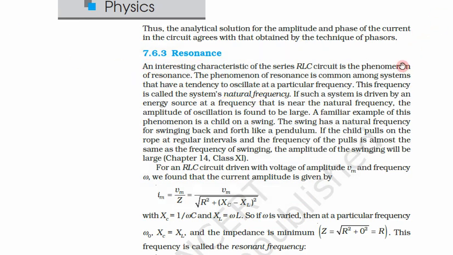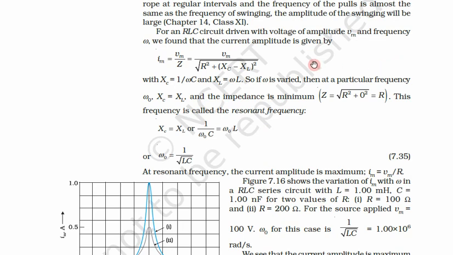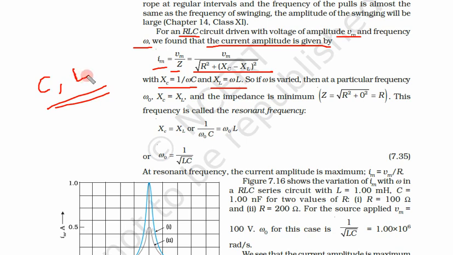Now similarly we can see resonance in this LCR circuit. For an RLC or LCR circuit driven with voltage amplitude Vm and frequency omega, we found that current Im is equal to Vm upon Z, where Z is the square root of R squared plus (Xc minus XL) squared. Here Xc is 1 by omega C, and XL is omega L. Suppose we have put in a capacitive element with C and an inductive element with inductance L.